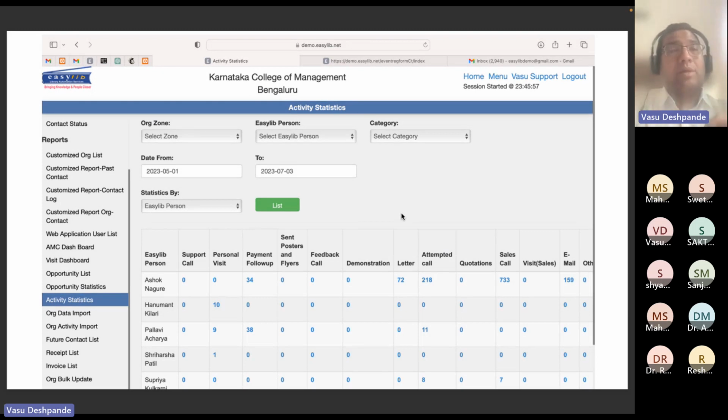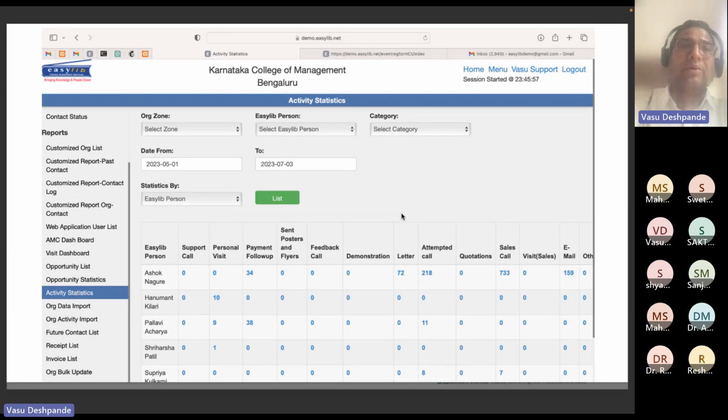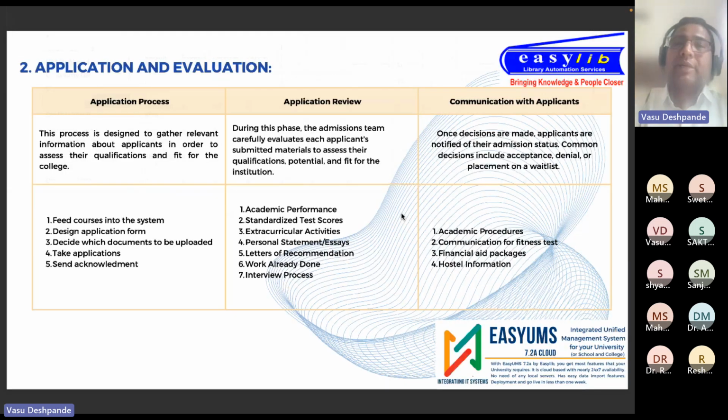Okay. Now, the student has made up his mind. He wants to get admission in your place. What will he do? He will have to fill the application form. Correct. So this is the application evaluation phase within the admissions process. So here, first is the application process.